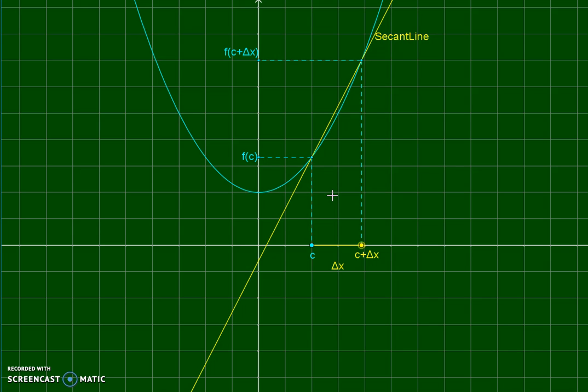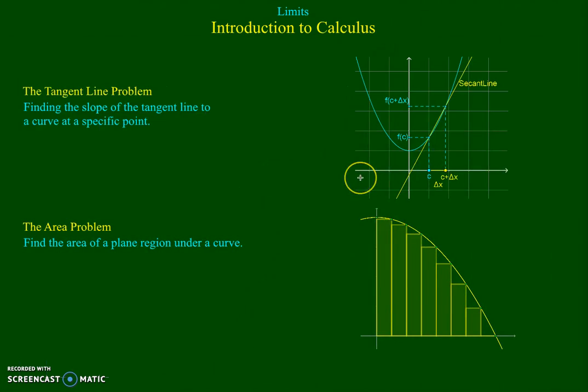Now, the second fundamental problem that we have is called the area problem. With the area problem, what we're interested in is finding the area under a specific curve between any boundary points. So we're looking for the area under that curve. Now, as you can detect from the picture, what we're going to try and do is approximate the area by using the areas of rectangles underneath this curve.